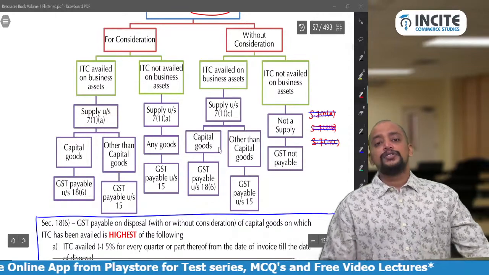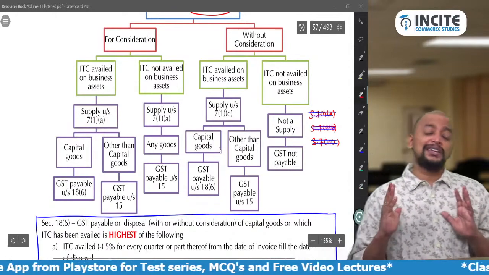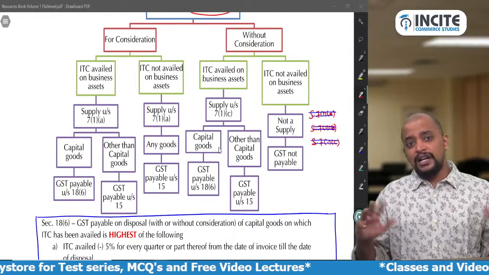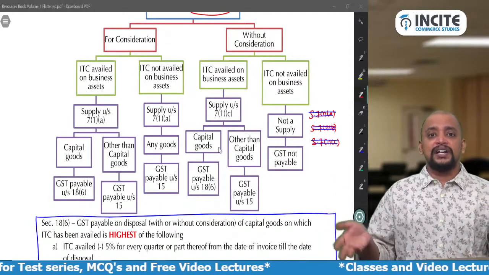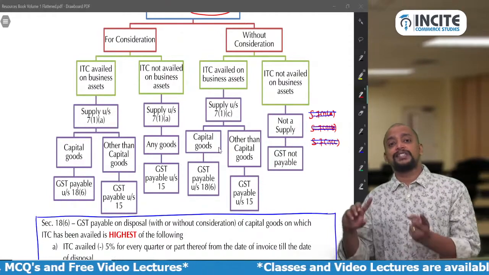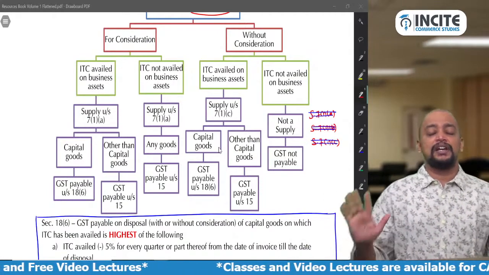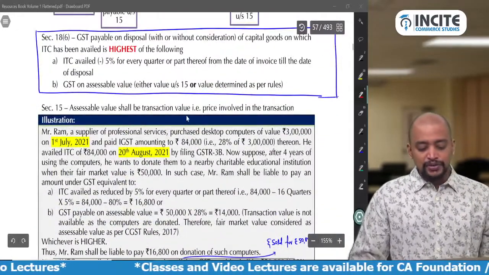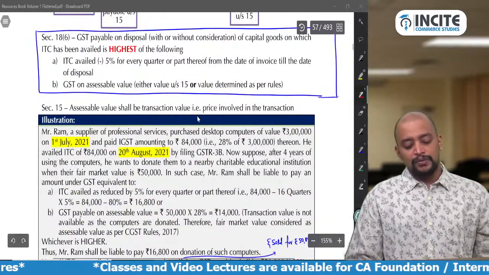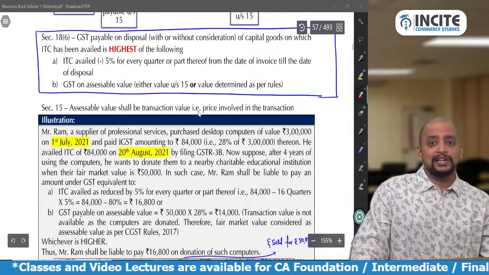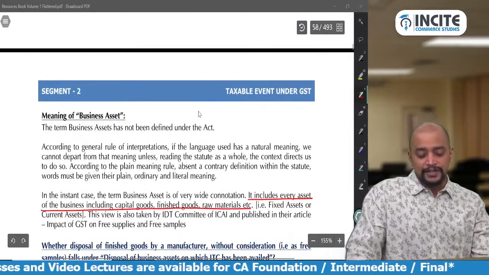Understood? So 18 subsection 6 is applicable in which case? Capital goods, that too on which ITC is availed. If ITC is not availed, 18.6 will not come. And if it is not capital goods also, 18.6 will not come. Then what we need to do? Pay as per section 15. What is section 15? Normal valuation. That is transaction value into GST rate. Assessable value shall be transaction value. So that is the price involved in the transaction, and on that you need to pay GST.